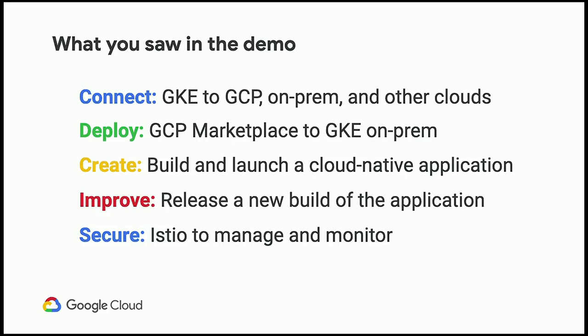At the same time, we want to deploy some applications from GCP Marketplace to GKE on-prem or an external cluster. We'll take a look at the code, and we'll transform it to container images at first. After that, we'll run a Kubernetes application on our external cluster, and then we will release a new build of that application, which is also a common situation. And at the end, we'll take a look at Istio.